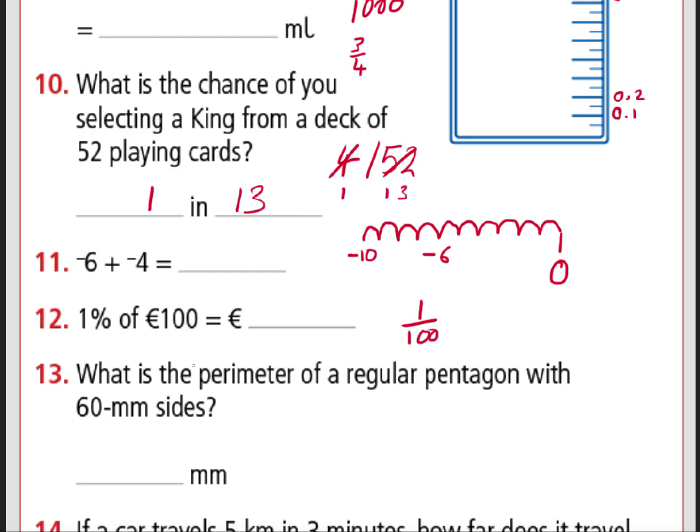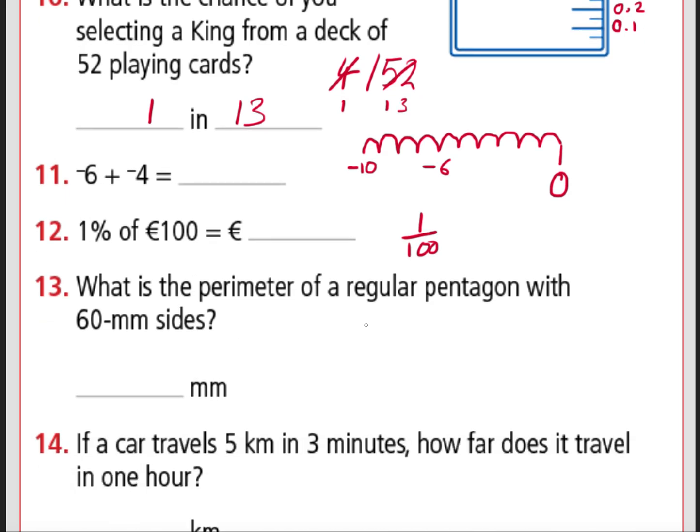Number 13, what is the perimeter? Now the perimeter is walking around the edge, how long it is. What's the perimeter of a regular pentagon? Now a regular pentagon means all the sides are the same length, and it has 60 millimeter sides. So we have a pentagon, a regular one. And this is 60, this is 60, 60, 60, and 60.